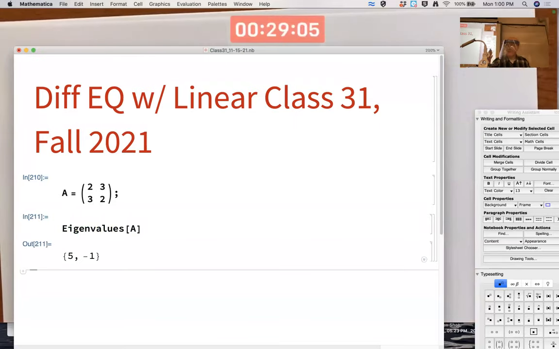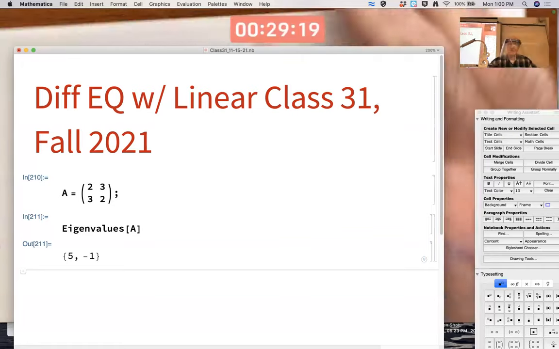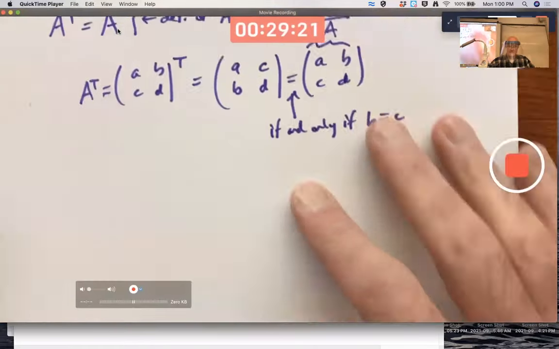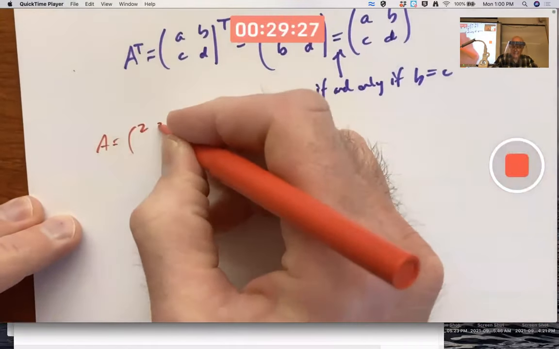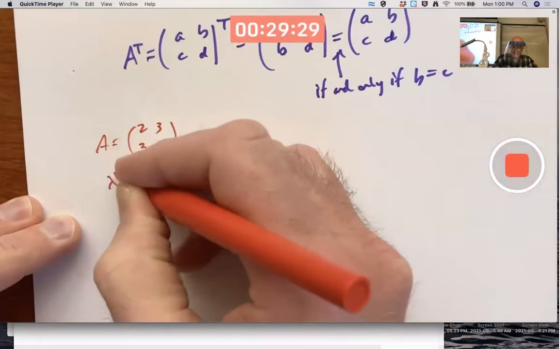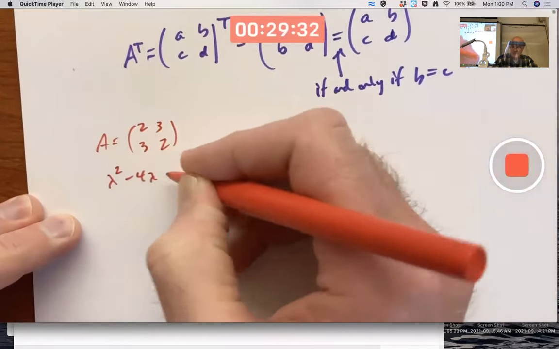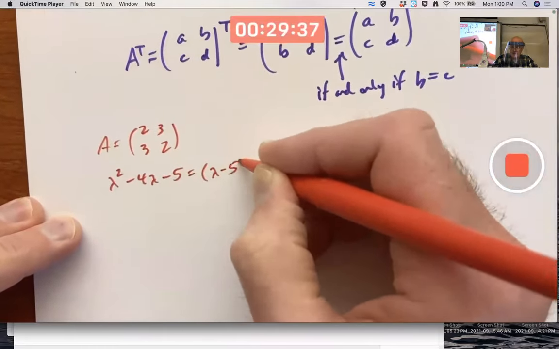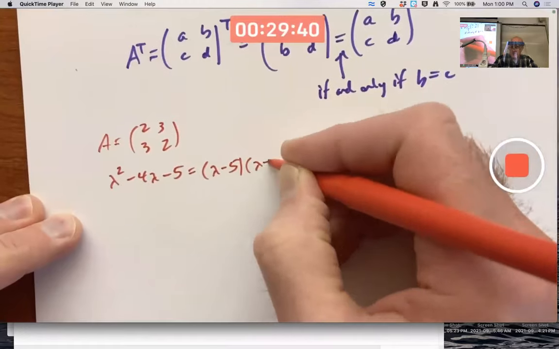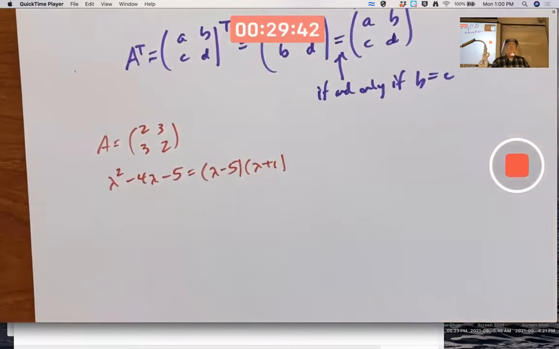You could quickly figure that out if I asked you, you've done that many times now. Quickest way is to see the trace is 4 and the determinant is -5. The characteristic polynomial, where A is our example here, 2, 3, 3, 2, is lambda squared minus the trace times lambda plus the determinant. And this factors as lambda minus 5 times lambda plus 1. And the eigenvalues, yes, are -1 and 5.